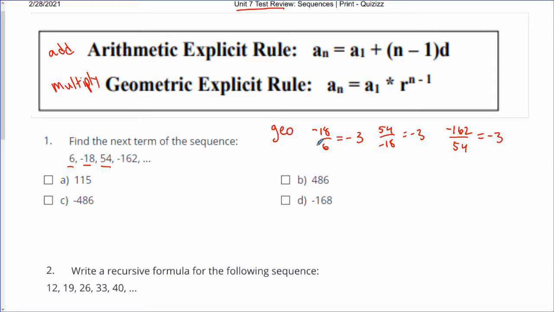Okay, so that means that our common ratio must be negative 3. So to find the next term, we'll take negative 162 times negative 3. That gives us 486.